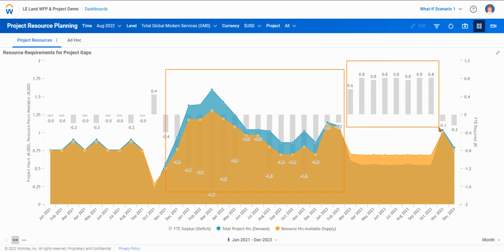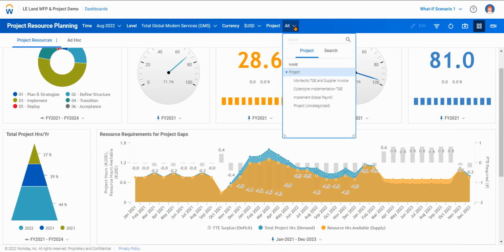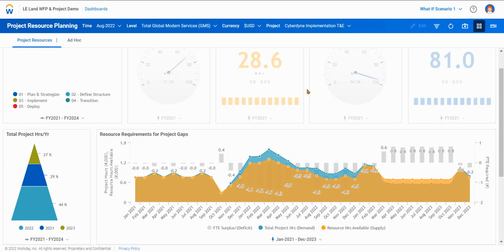And during phases of your project where resource supply exceeds demand, you can optimize your existing workforce by redeploying excess workers to other projects, saving your organization both time and money. With Workday Adaptive Planning, there is no limit to the number of scenarios you can create to assess the resource impacts of changing your project supply and demand driver.